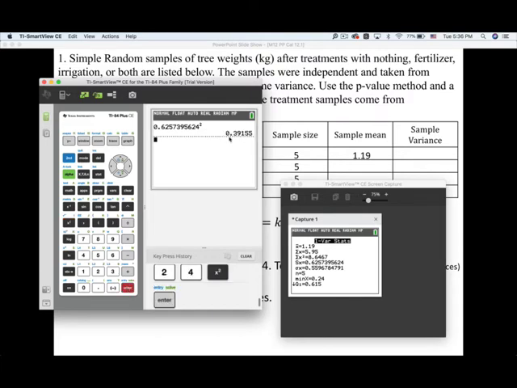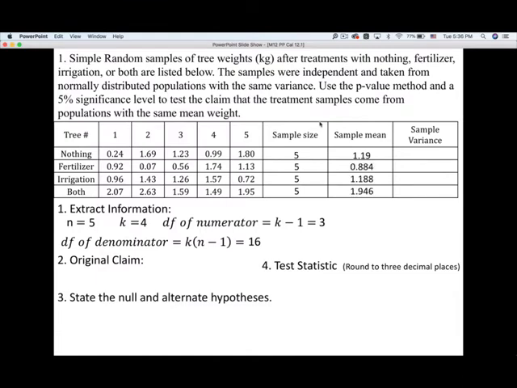Okay, you're gonna get 0.39155. Okay, and then check your work for the L2, L3, and L4. Find out the variance also.